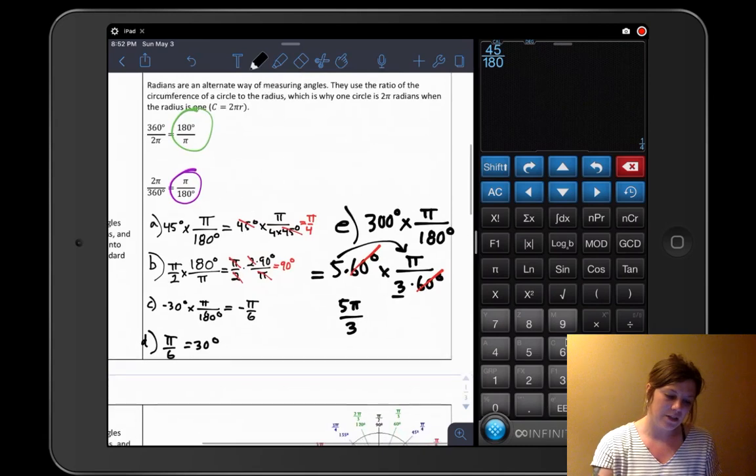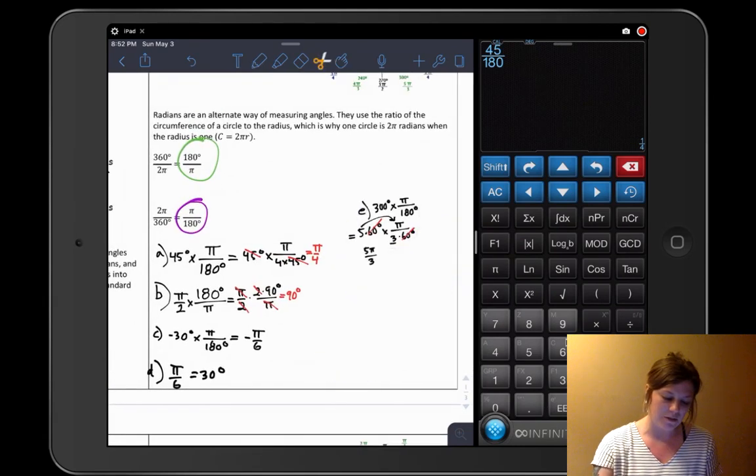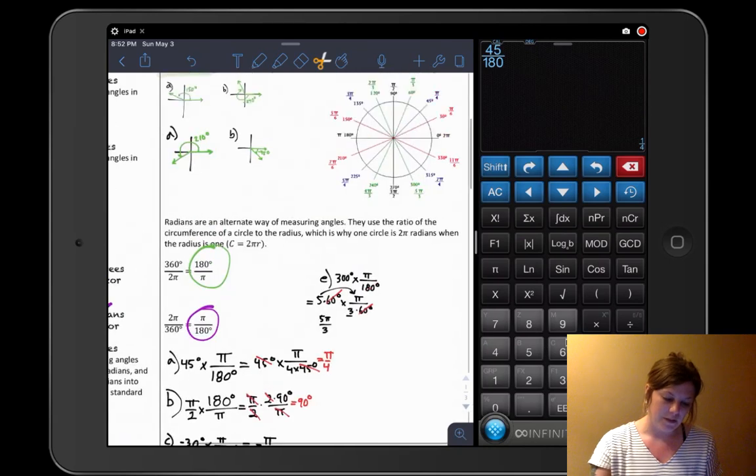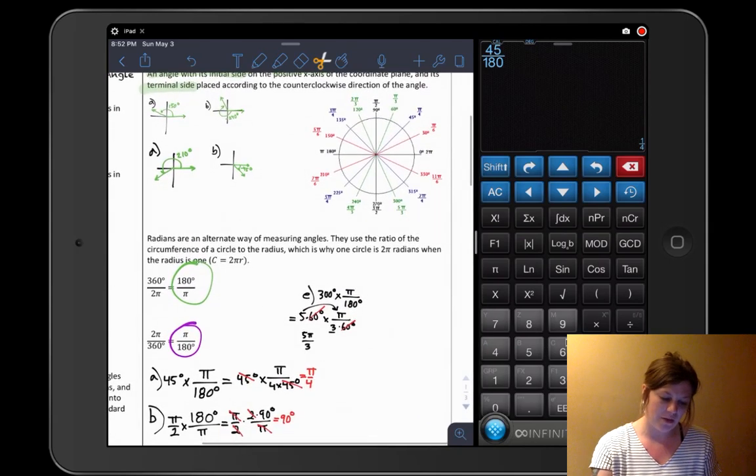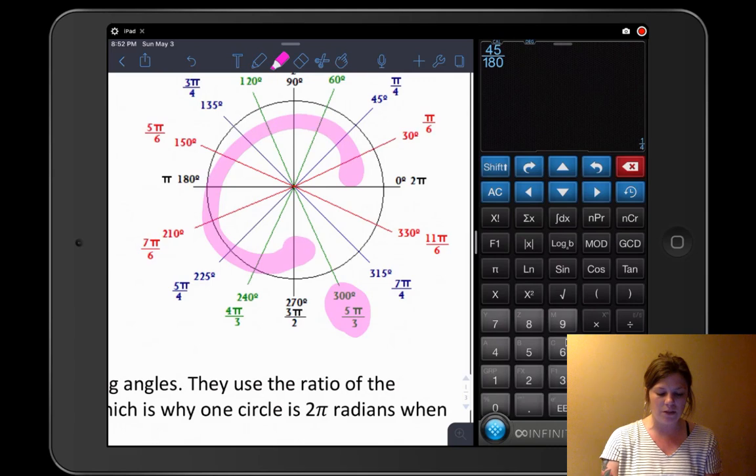Let's take a look and make sure that we got that correct on the unit circle that's above. The unit circle says 5 pi over 3 is the same as 300. Yep, that's that spot on the unit circle, which makes sense, right? We had to go all the way around to get to 300, and then there's 60 more to get here.